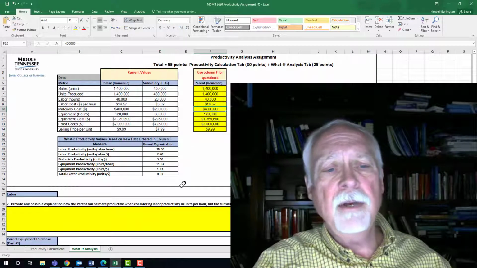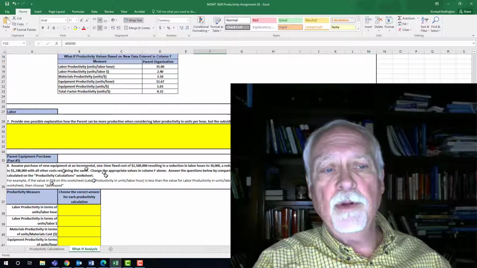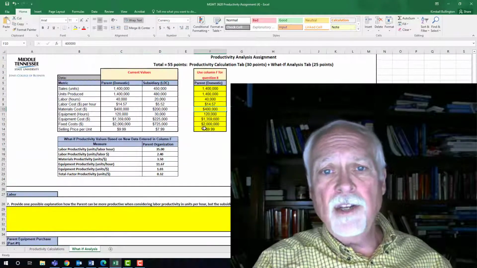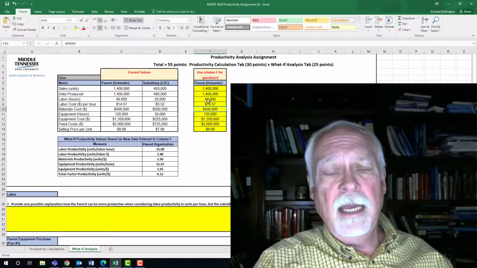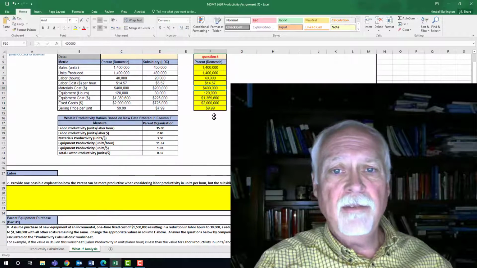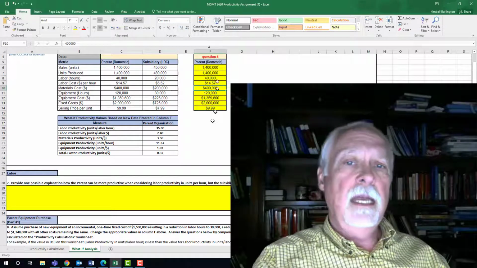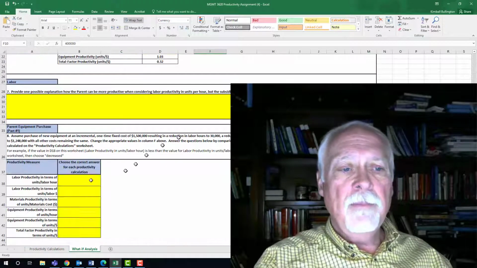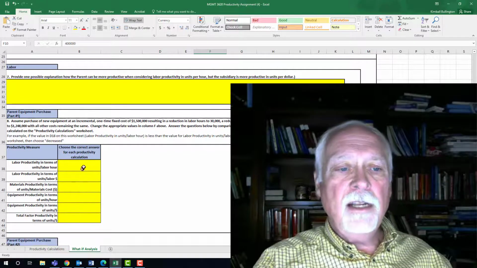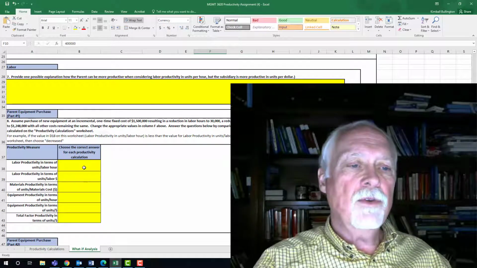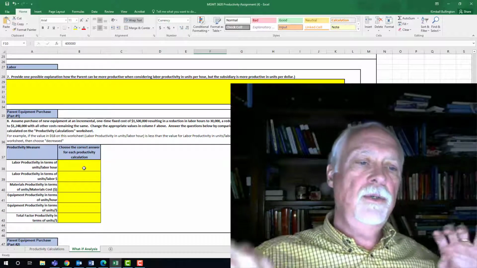In the second tab, you're going to make some changes as per the instructions, and you'll be making the changes over here in the yellow area. And in one case, you have an incremental cost. That means you add it to what you started with, and so you make the changes here. Then you basically look and say, what would happen to each of these?